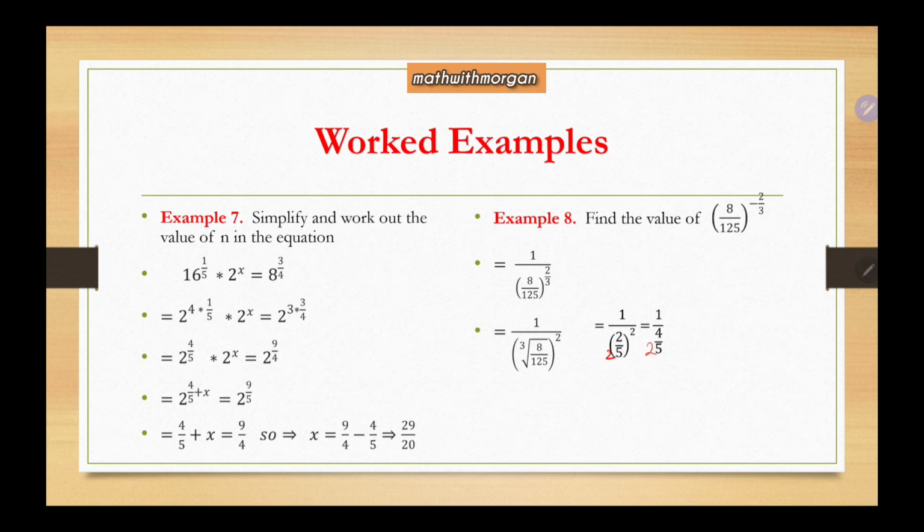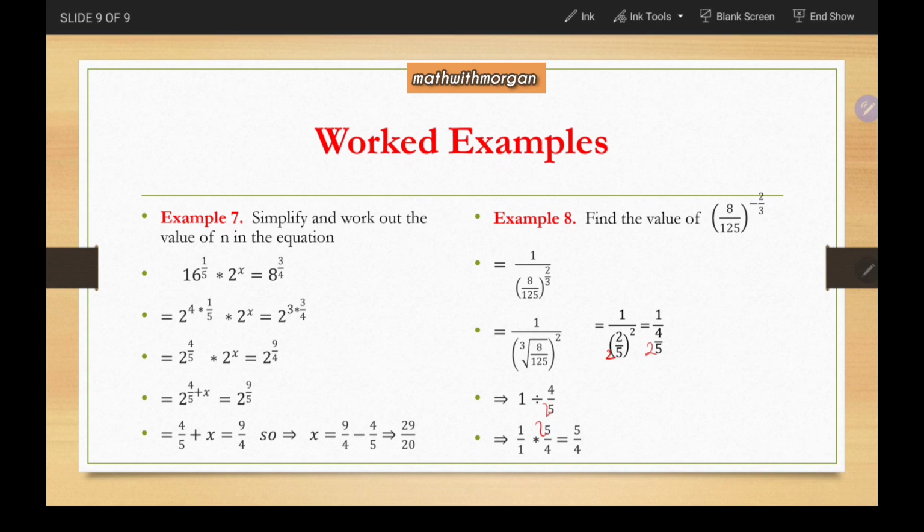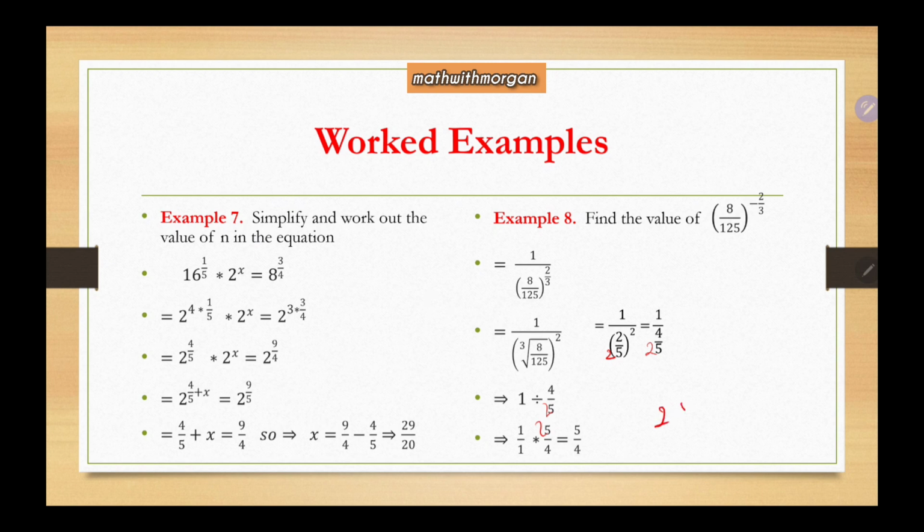And then when we have 1 over a fraction, what we need to do to get the answer is just to flip the fraction over, because it's basically the same as 1 divided by 4 over 25, which is the same as 1 times 25 over 4. And our answer is just going to be 25 over 4.